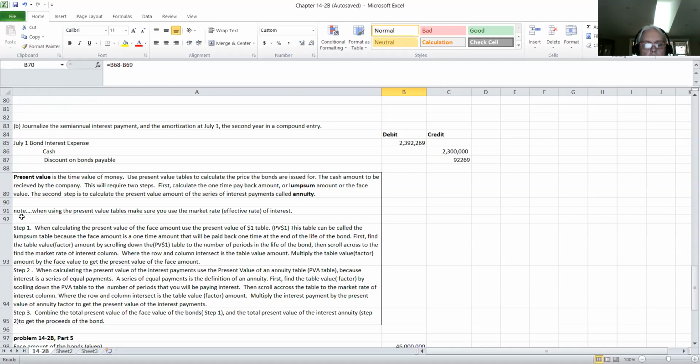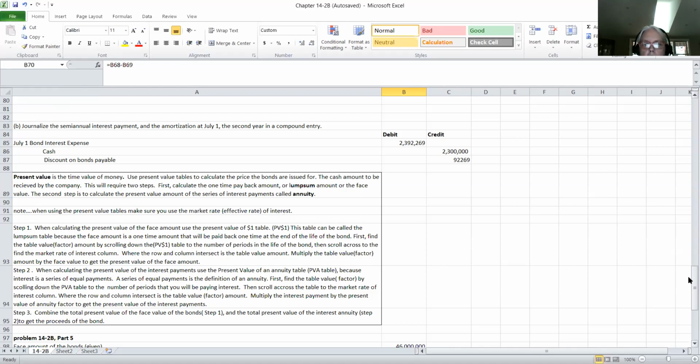So I've got a notation here. When we talk about present value, you always have to use the present value tables to determine mathematically what the amount of the cash is going to be. So when using the present value tables, you need to make sure that you use the market rate or the effective rate of interest. When you're calculating present value, we use the market rate of interest, not the contract rate, but the market rate of interest.